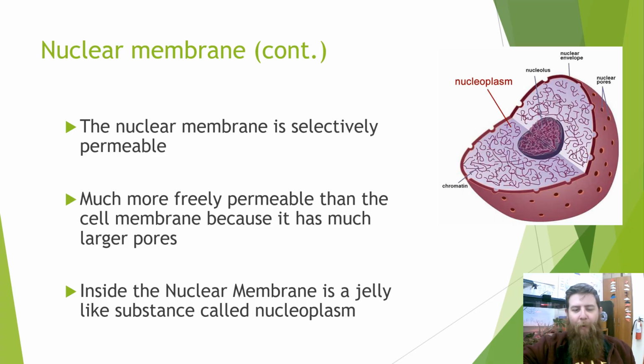Like we said, this nuclear membrane is selectively permeable, and it's much more freely permeable because it needs to get the information from DNA out into the cell to make protein, to make whatever is going on for that cell. Inside of our nuclear membrane is a jelly-like substance called nucleoplasm. It's a lot like cytoplasm, except it's inside of the nucleus, so we call it nucleoplasm.